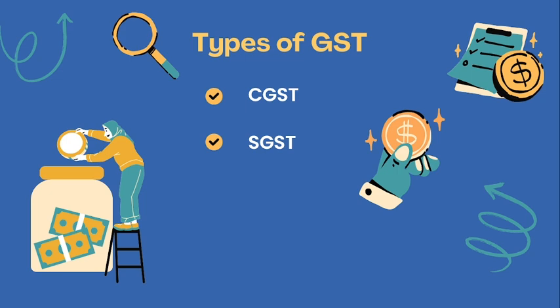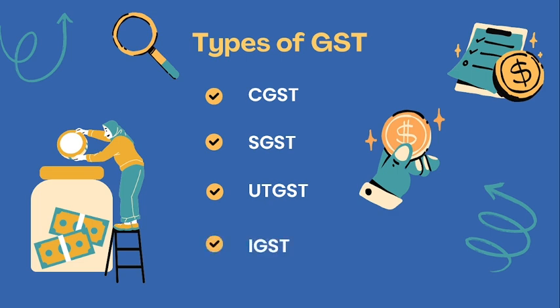The next is UTGST, which is also known as Union Territory Goods and Service Tax. So UTGST is similar to SGST but is levied in union territories without legislatures such as Chandigarh and the Andaman and Nicobar Islands. It is collected by the Union Territory Administration and applied on intra-UT supply of goods and services. UTGST works alongside CGST to ensure that both the center and the Union Territory share revenue from transactions within the territory. For example, when goods are sold within Chandigarh, both CGST and UTGST are charged on the same transaction.